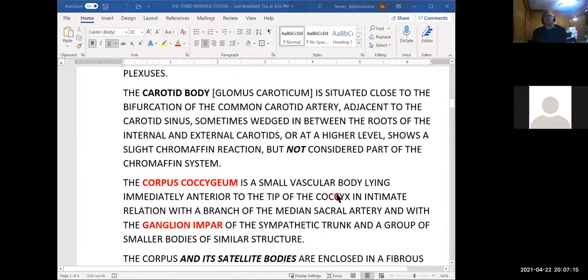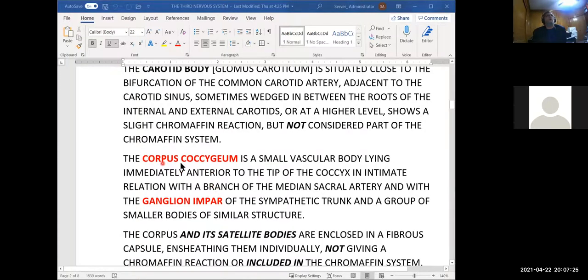Now remember that, because I got this information out of a variety of texts. So some of them consider the carotid body not a part of the chromaffin system.